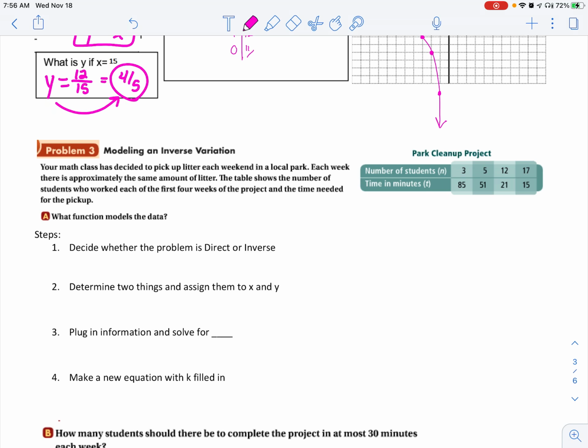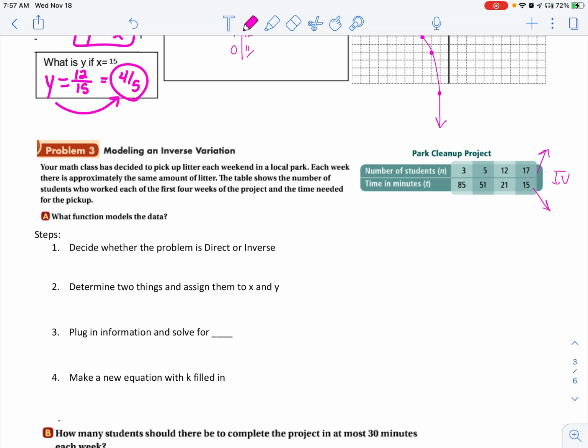So what I want you to see is it looks like the number of students is increasing, the time is decreasing. Well, that's nice. And that makes sense, right? What do they say? More hands make a lighter load or something like that. Like you want more people to help. It's so nice to help. So I'm going to test for inverse variation and I'm going to see what my constant of variation is going to be, because one is going up, one is going down.